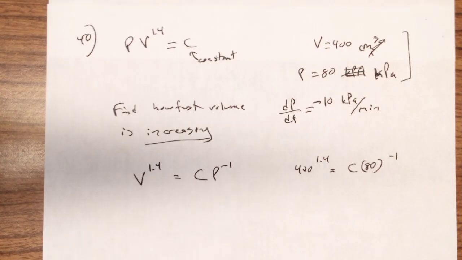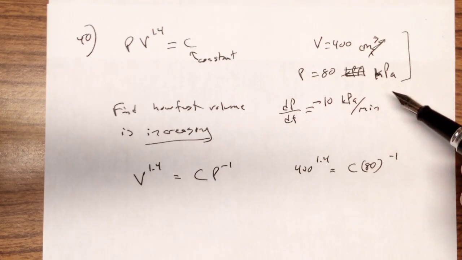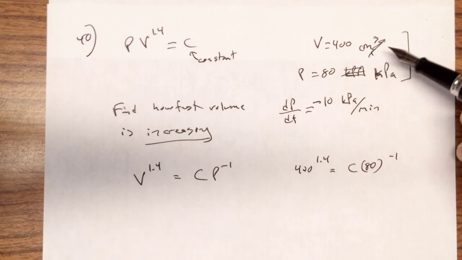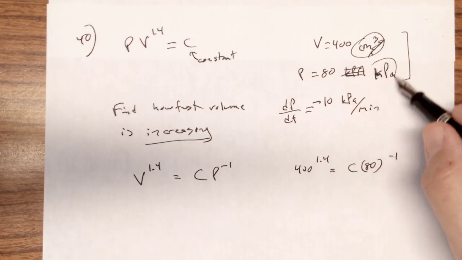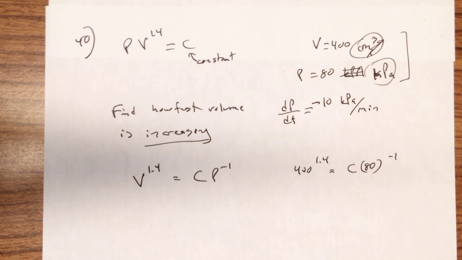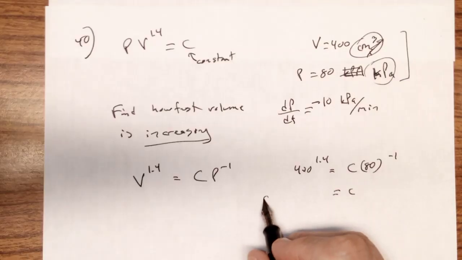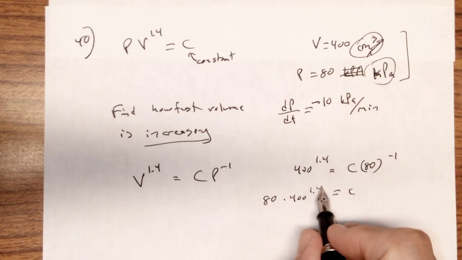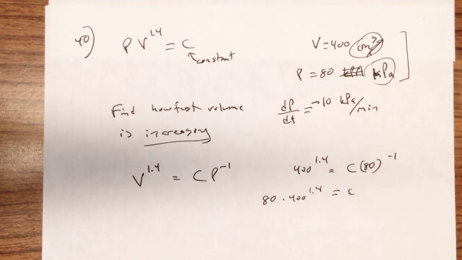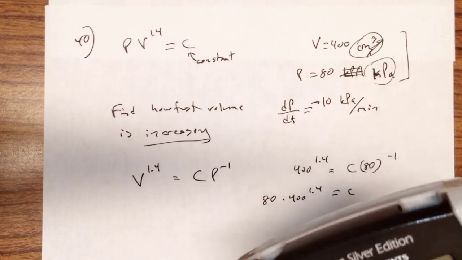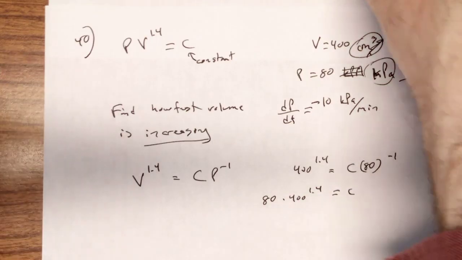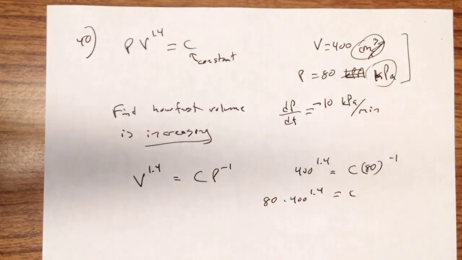Now, I am mixing my units here. I'm using pascals, which is newtons per square meter, and I'm using cubic centimeters. So I have to remember my units choice matters. All of my volume work is going to be in cubic centimeters. I'm okay with that. So what this means is that C is 80 times 400 to the 1.4. I'm not even going to bother to simplify it. I'm just going to leave it like that for the moment. I promise I'll use the number in my calculator later. But I don't need the number right now.